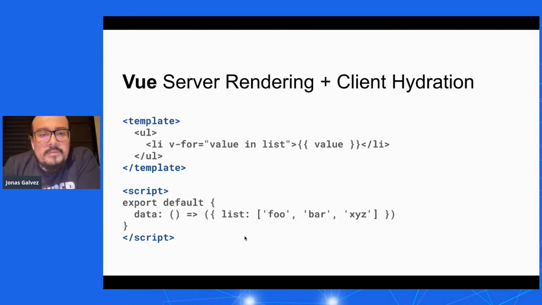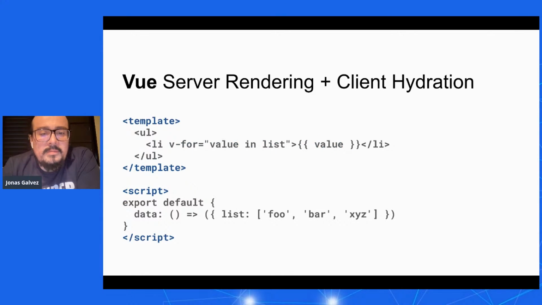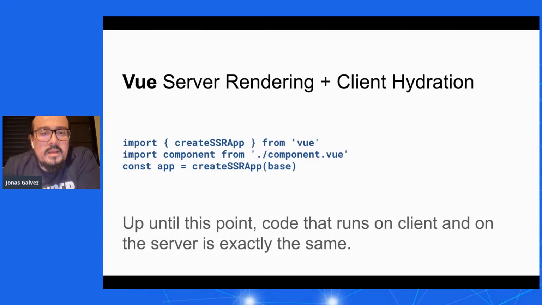When we talk about server rendering, we need to understand that we're going to have some code that runs on the server and the very same code runs on the client. But there are differences. At some point in the process, we have code that will run on the server and code that runs only on the client. If we're talking about server rendering this template with Vue, up until this point, the code that runs on the client and on the server is exactly the same.